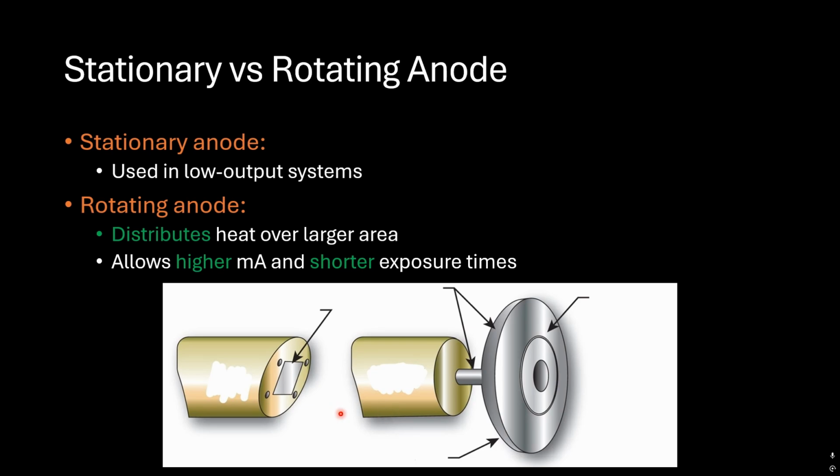So the difference between these two is mainly about the output. Here for the stationary anode, we cannot go with high mA because we cannot dissipate heat efficiently. And for the rotating one, we can go with high mA and shorter exposure times.